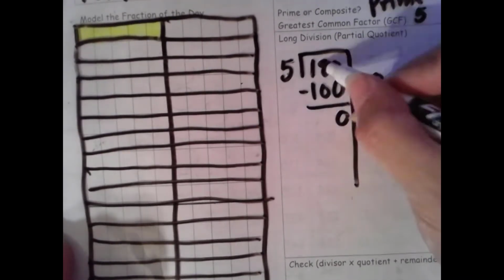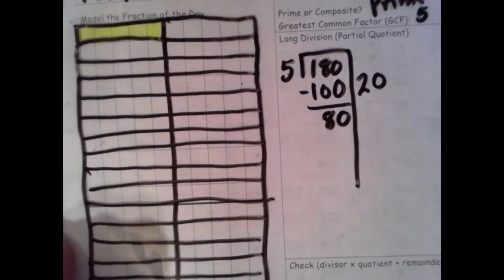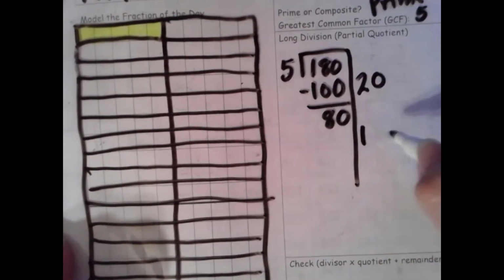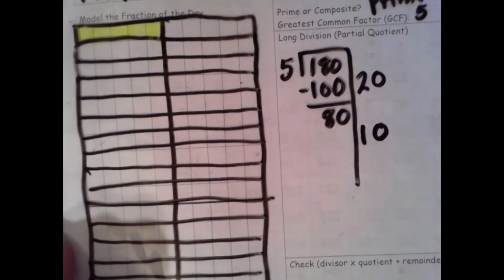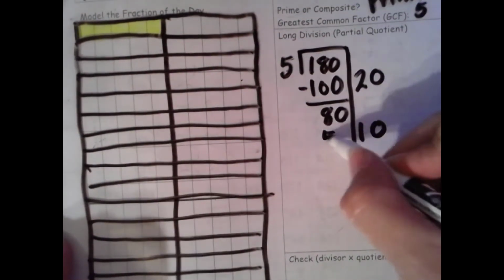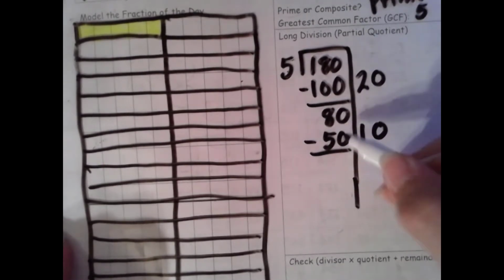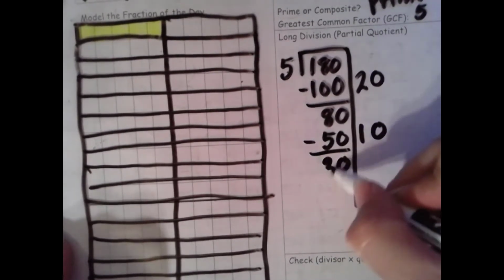Numbers the same, zeros a game. More on top, no need to stop. Now I'm going to do 10 times 5 is 50. Numbers the same, zeros a game. More on top, no need to stop. And then that is 6 times 5 is 30.